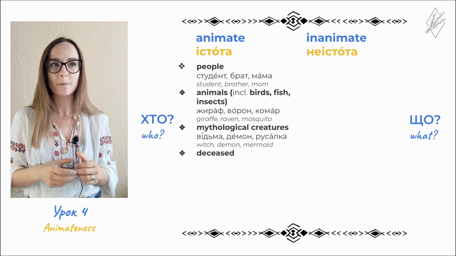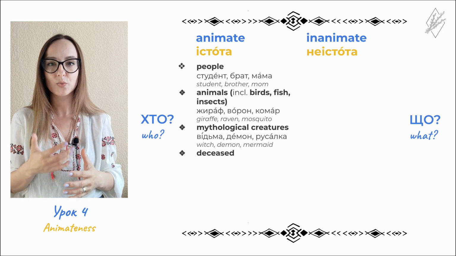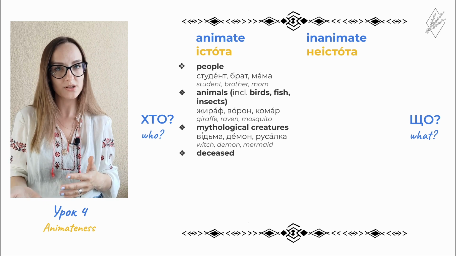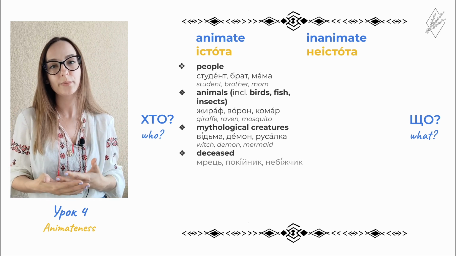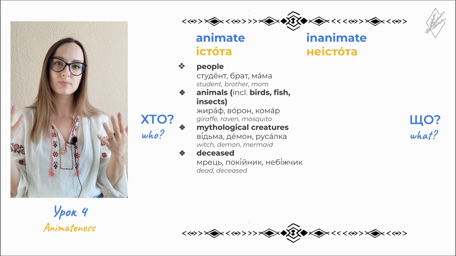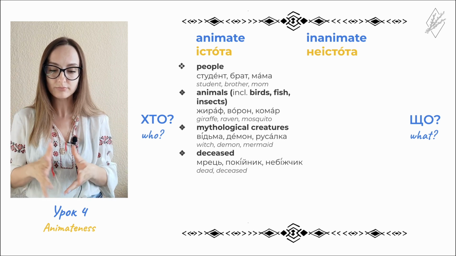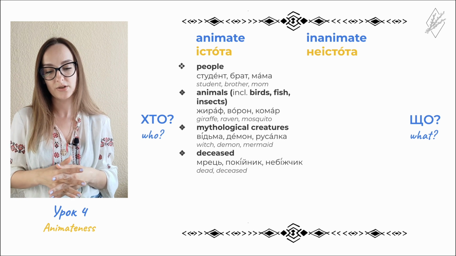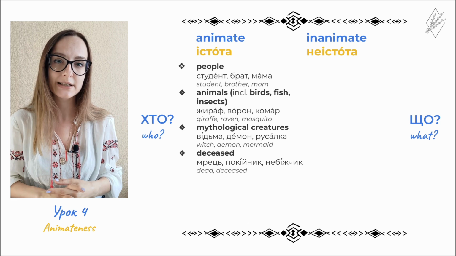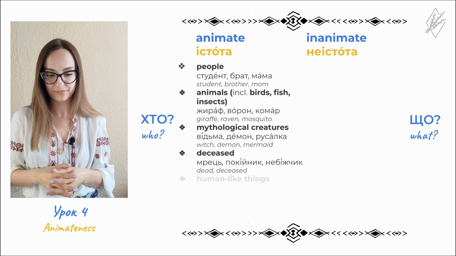Also, we say that the words that describe deceased people or animals also will be animate because we still think about them as about alive creatures. So such words as мрець, покійник, небіжчик, they are animate.